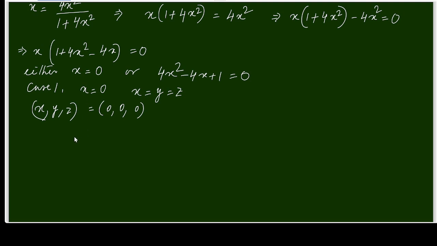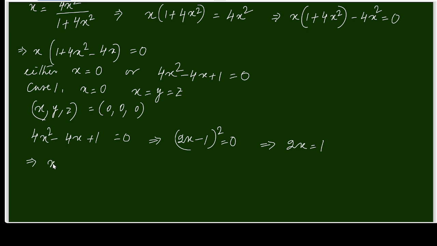If there is a second option, then 4x square minus 4x plus 1 is 0. This gives 2x minus 1 whole square is 0. This gives 2x equals 1, or x equals half. So x equals half means y is also half, z is also half. Another solution is half, half, half.